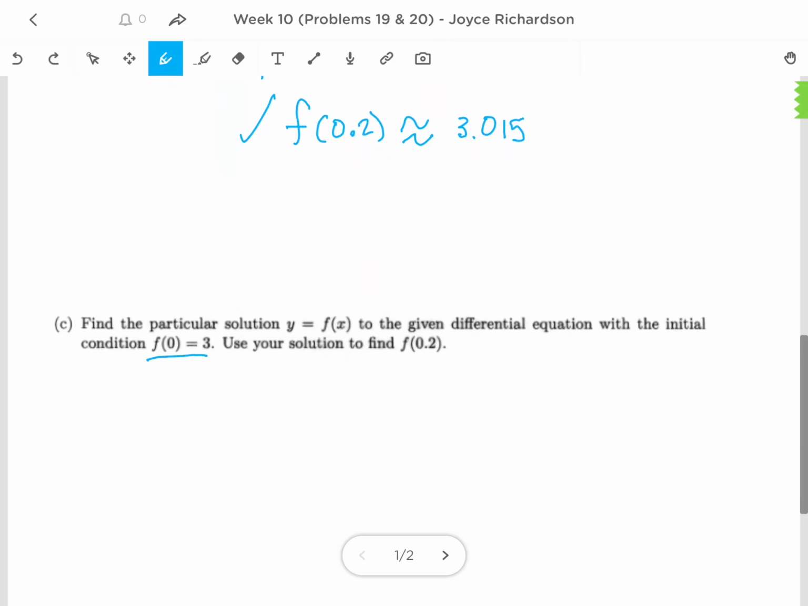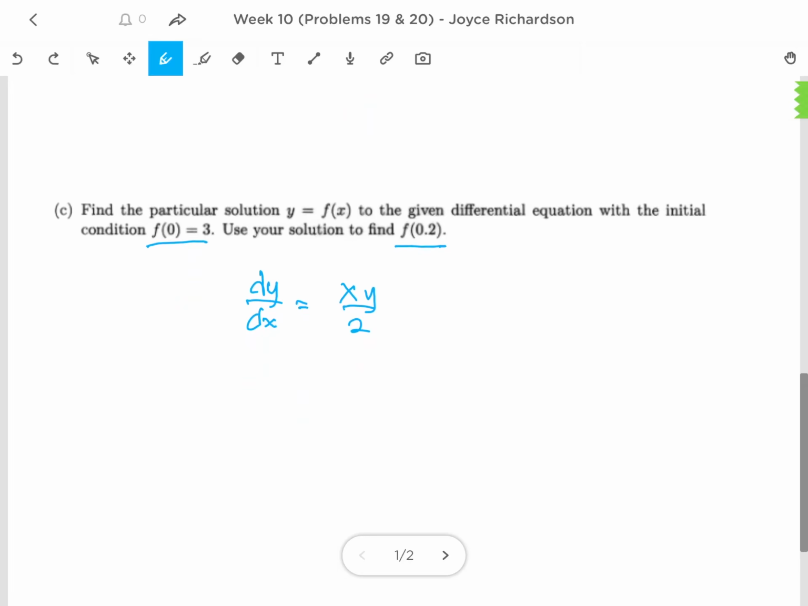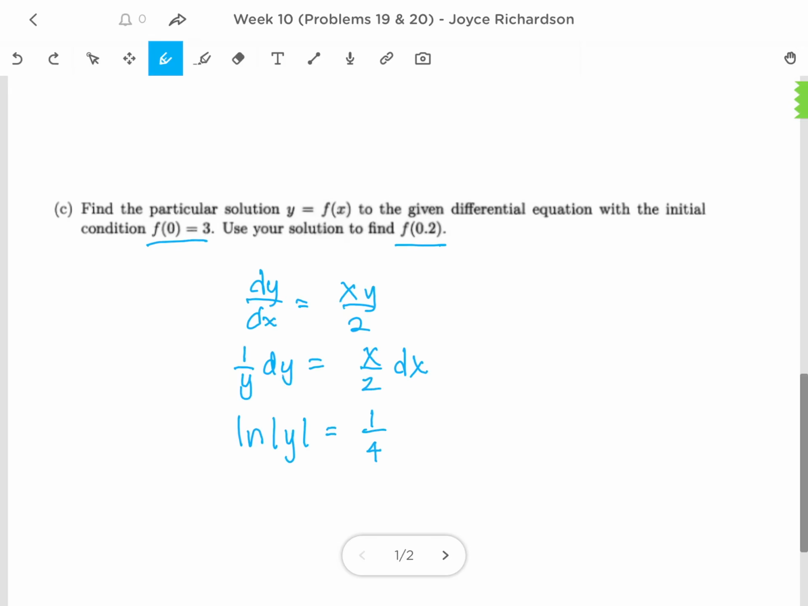So here's our initial condition. Use your solution to find f(0.2). So I have dy/dx is equal to xy over 2. If I separate variables, that means I'm going to have 1/y dy is equal to x/2 dx. And if I integrate, I'm going to get the natural log of the absolute value of y is equal to 1/4 x squared plus C.